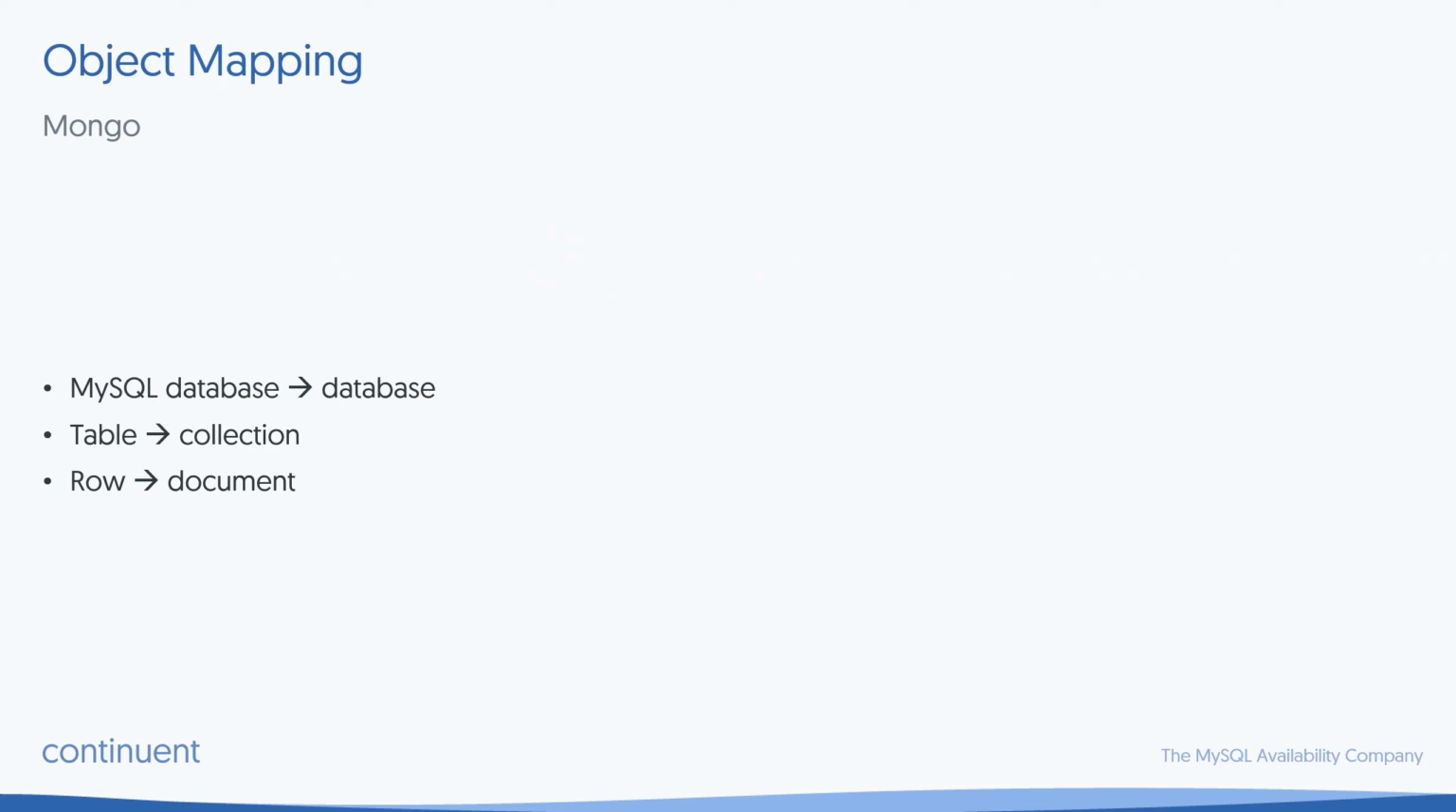How do the objects map? Well, a MySQL database is a Mongo database. A MySQL table becomes a Mongo collection, and a row of data in MySQL becomes a document within Mongo. So that's how they will map. Obviously, that will be useful if you're working with Mongo and you want to compare the two side by side.